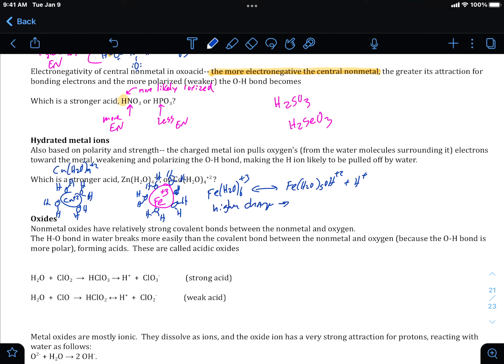So, higher charge, stronger attraction between water and central ion. Weaker H-O bond. Making that a stronger acid.